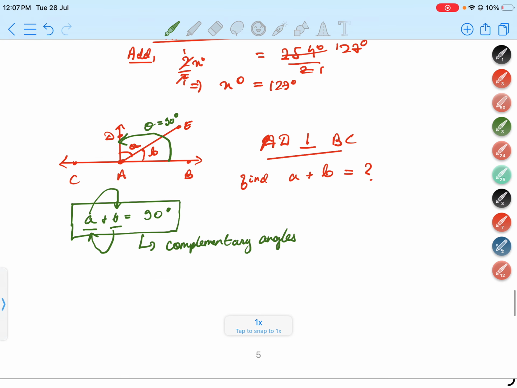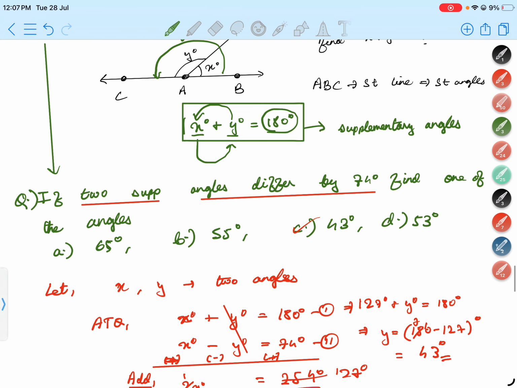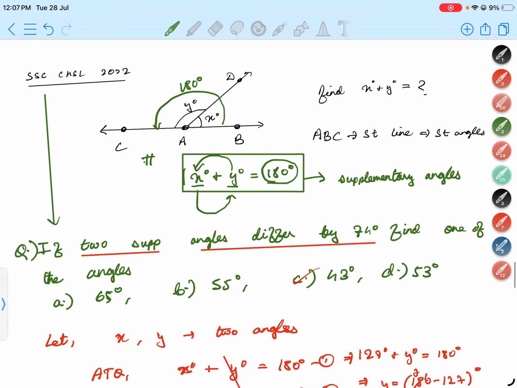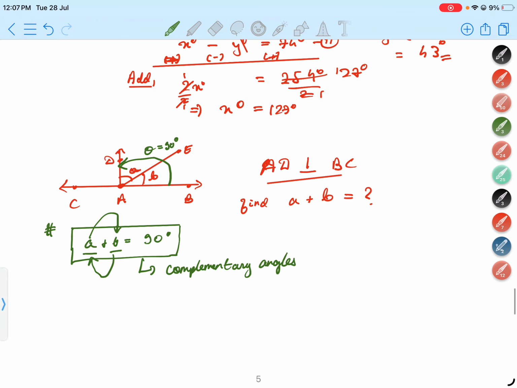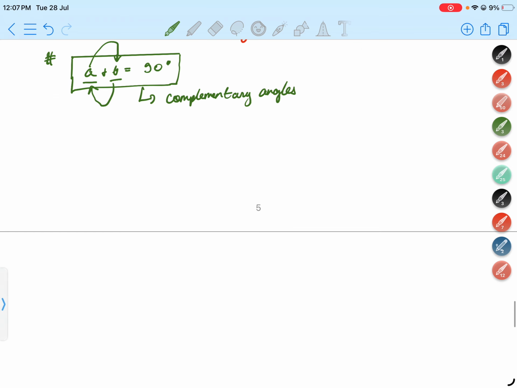So yes, this was an important concept, both of them. I hope you understood both of them. So let us do one more example.